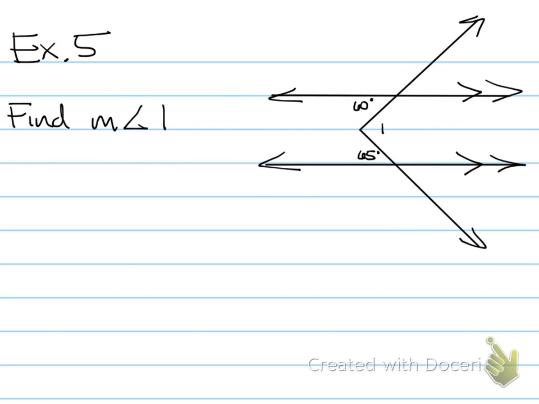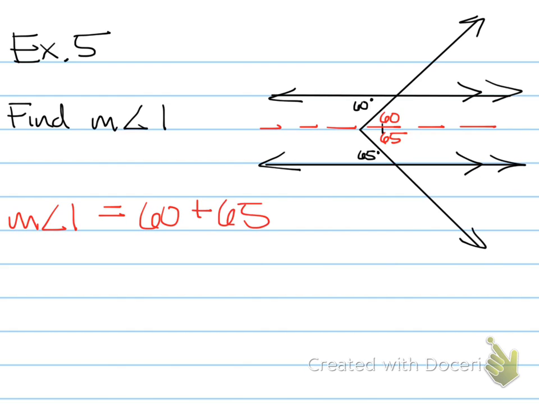Here we want to solve for the measure of angle 1. So what we want to do is draw another line that's parallel to the two parallel lines, going right through the vertex of angle 1. So it should look like this. And now the angle just above it must be 60 degrees because those two angles are alternate interior angles. For the same reason, the angle just below that 60-degree angle must be 65 because those two angles are alternate interior angles. So the measure of angle 1 is just going to be 60 plus 65, or 125.